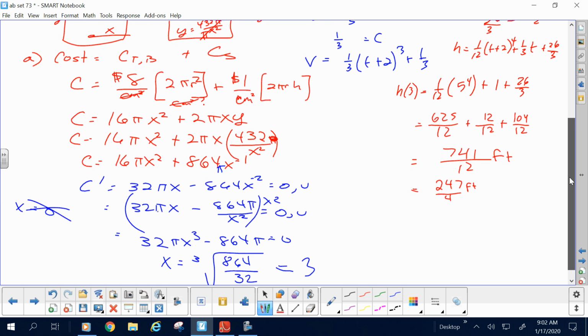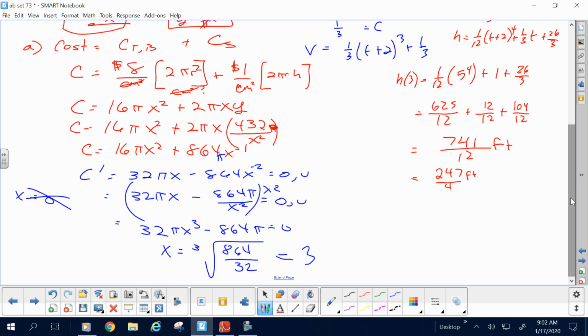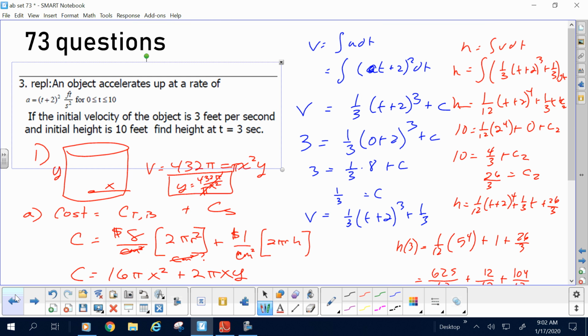All right, if that is a min, I think you'll agree that because when x is smaller than that, this would be negative, and when x is greater than that, this is positive. So that is a min. We're cool. You can finish it up. All right, 10. Is 10 still a question? Yeah. All righty then.